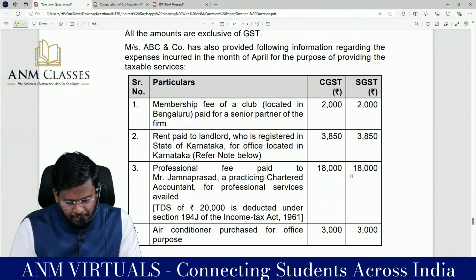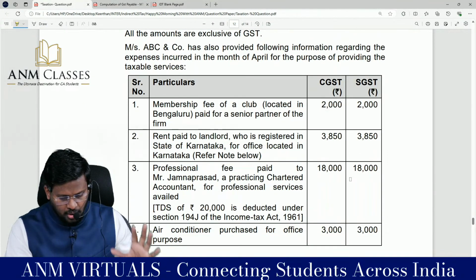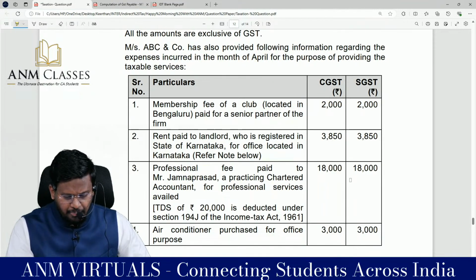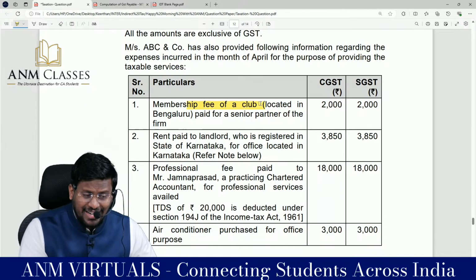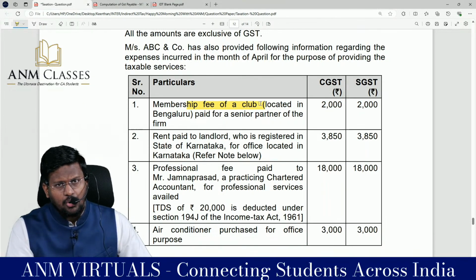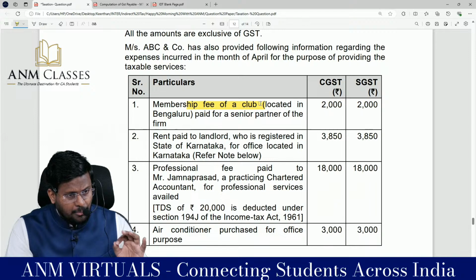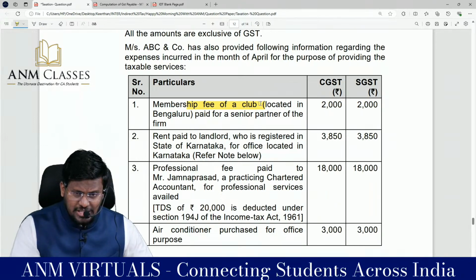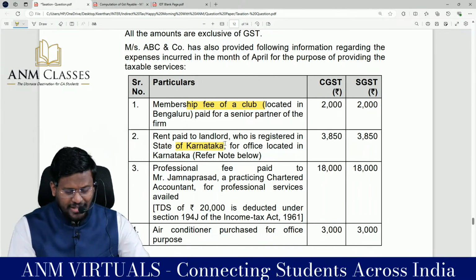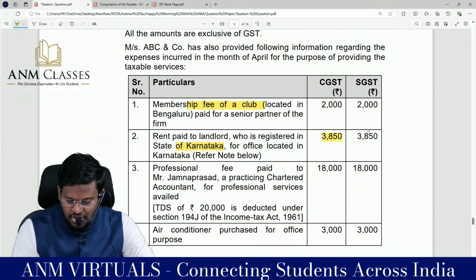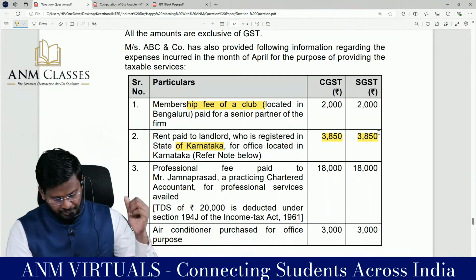Membership fee of a club located in Bangalore provided for a senior partner of the firm. They paid membership for a club. As we all know, this is one of the blocked credits. Rent paid to a landlord who is registered in the state of Karnataka for the office located in Karnataka. This much amount the landlord has collected as GST.